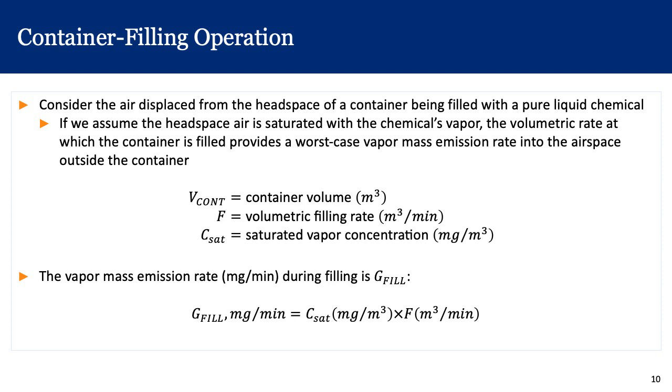If you see, the saturated concentration has units of milligrams per cubic meter, and the volumetric filling rate has units of cubic meters per minute. And so the vapor mass emission rate has units of milligrams per minute. So this is the rate at which gasoline vapors are escaping the gas tank.